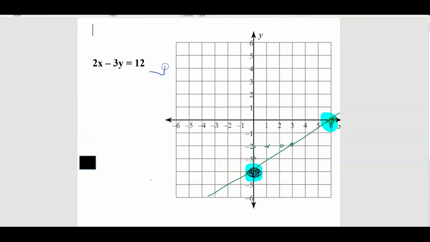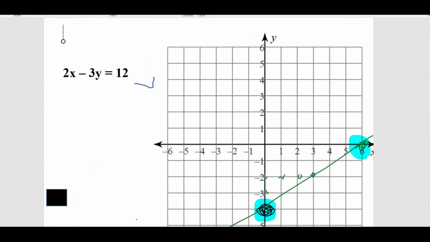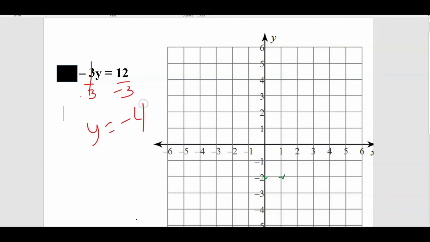So what I could do with this, instead of doing what we just did, I could actually just cover up one of those terms. Let's say I covered up, get rid of this graph here. If I took this little square and I covered up one of these terms, I covered up 2x. Look at what I have when I cover up that x term right there. Okay, I have negative 3y equals 12. I can easily solve that, divide both sides by negative 3. That's going to give me y equals negative 4. That's my y-intercept. And I only need 2 points when I'm making a graph, so there's my y-intercept.